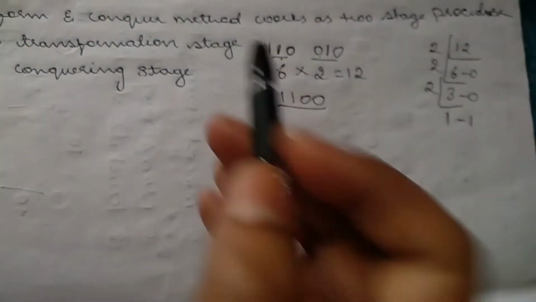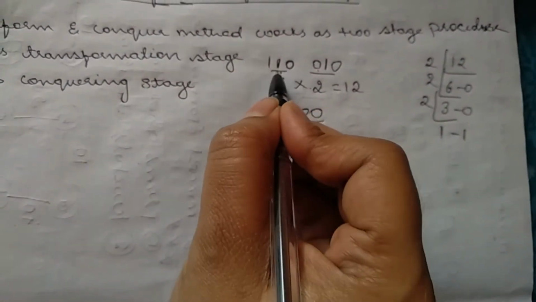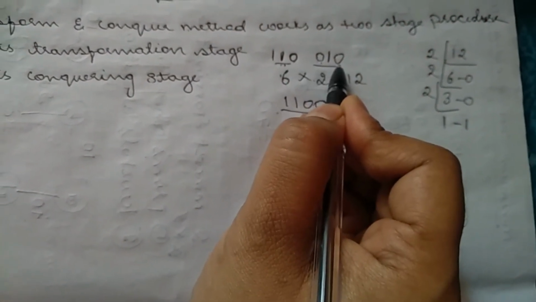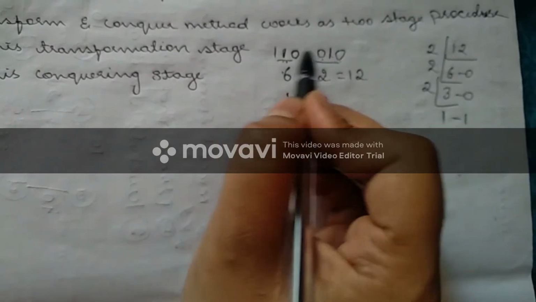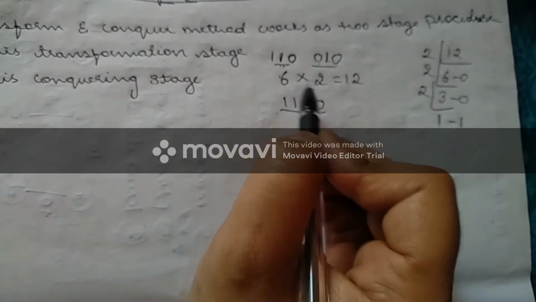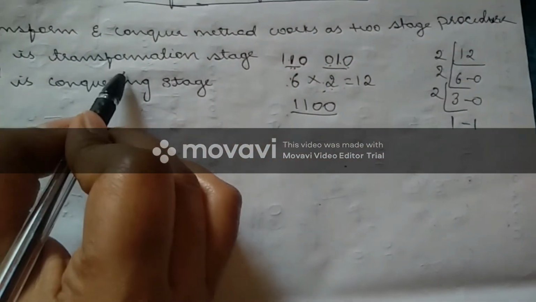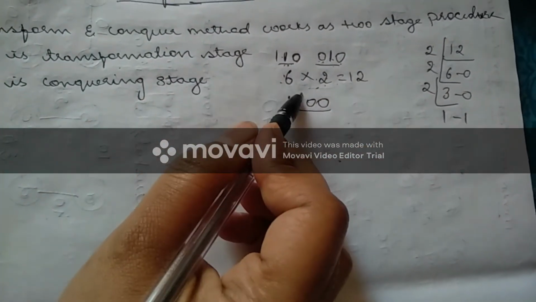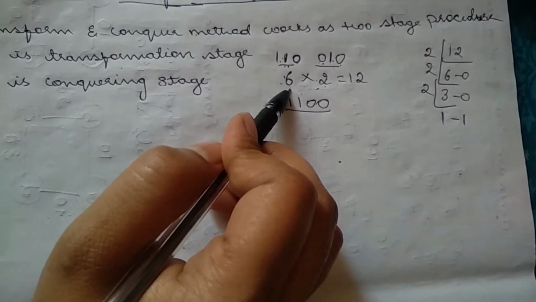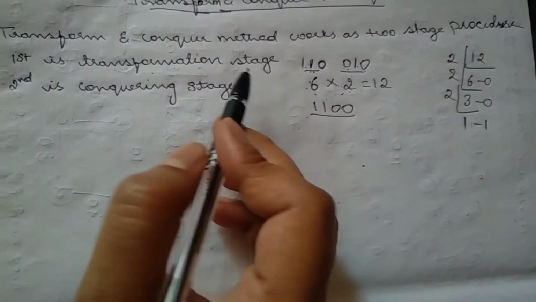Is it not? So here given binary numbers, that is 110 and 010. If you feel it is difficult to multiply these binary digits, now I'm converting these binary digits into numerical digits, that is 6 and 2. That is called your transformation stage. I'm just transferring this binary into numerical. And here itself the answer is there.